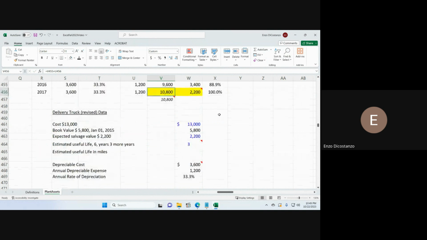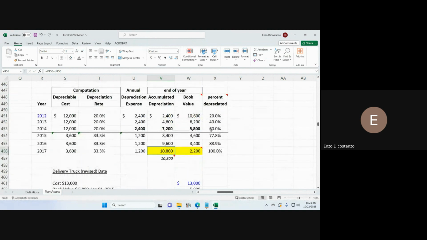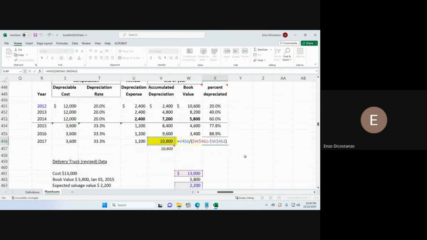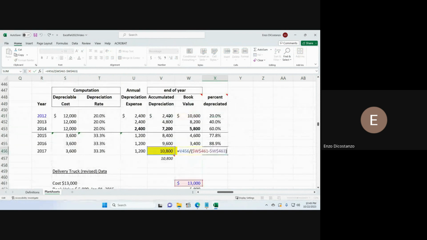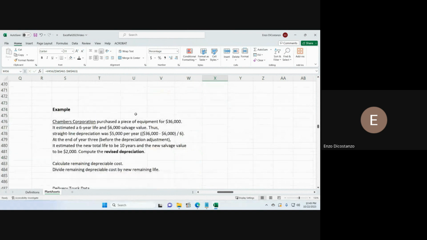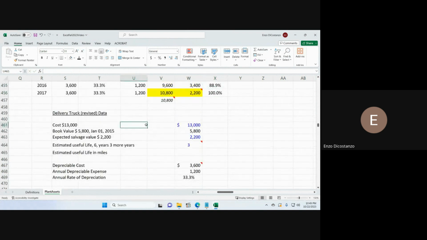Yeah, you're trying to get to 10,800. 13 minus 22, and then the accumulated is in the numerator. There you go. So you have a revision now. And going back, the question always comes up: why are you doing this? That's always a question that's going to come up.